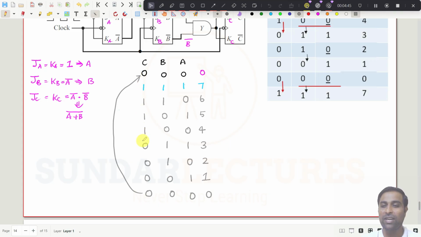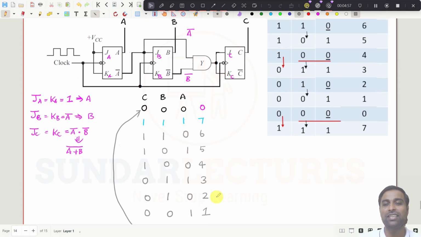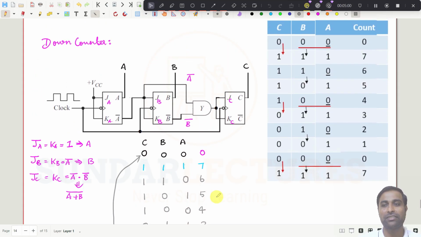Same point. If I give another clock pulse, then what happens? It will go to 7. So from 7 to 0 it will come, and if you give another clock pulse, it will go to 7, 6, 5, 4, 3, 2, 1. Right? To understand, this is the down counter.